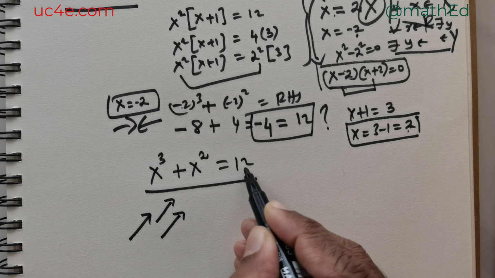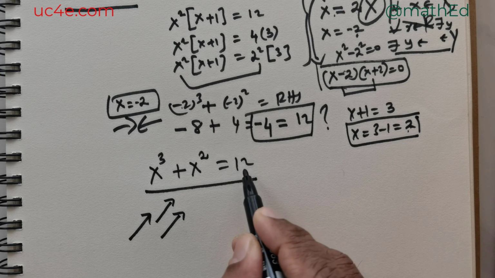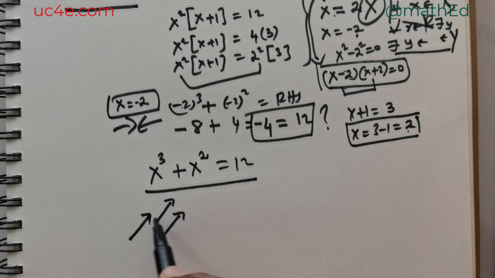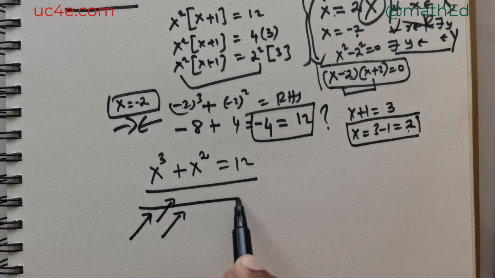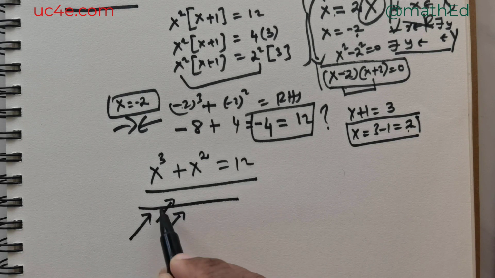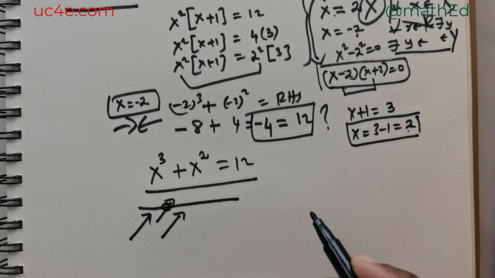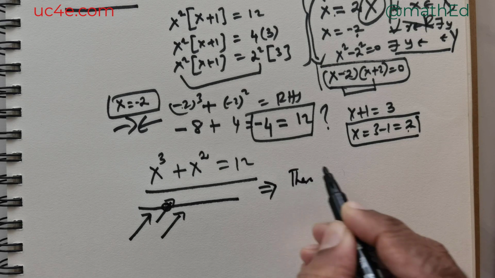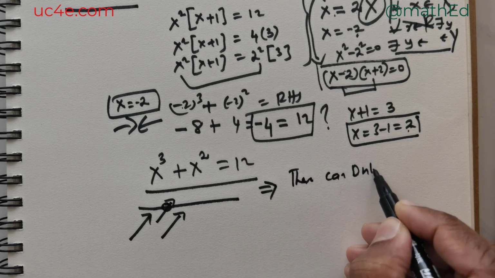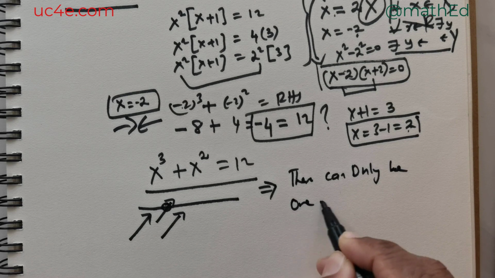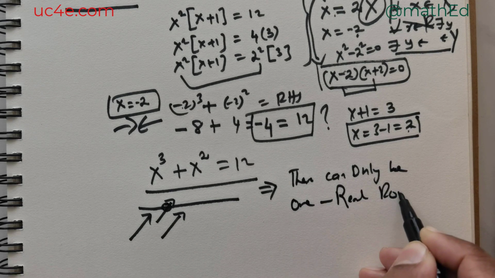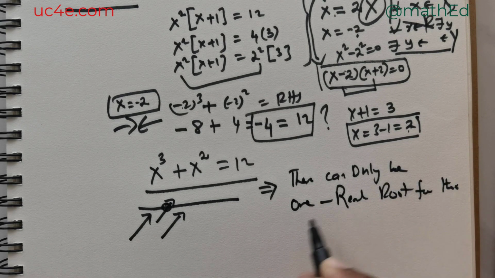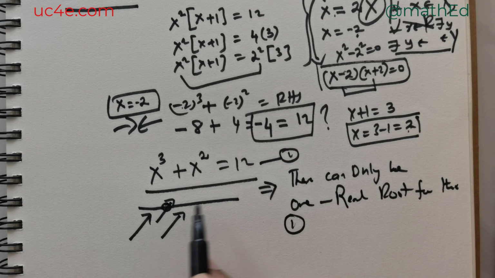And what do you have on the right hand side? You have a value 12, which is constant. That means two increasing functions combined together produce an increasing function, and they would meet the constant 12 at just one particular point. So what am I trying to tell you? This means there can only be one real root for this equation.